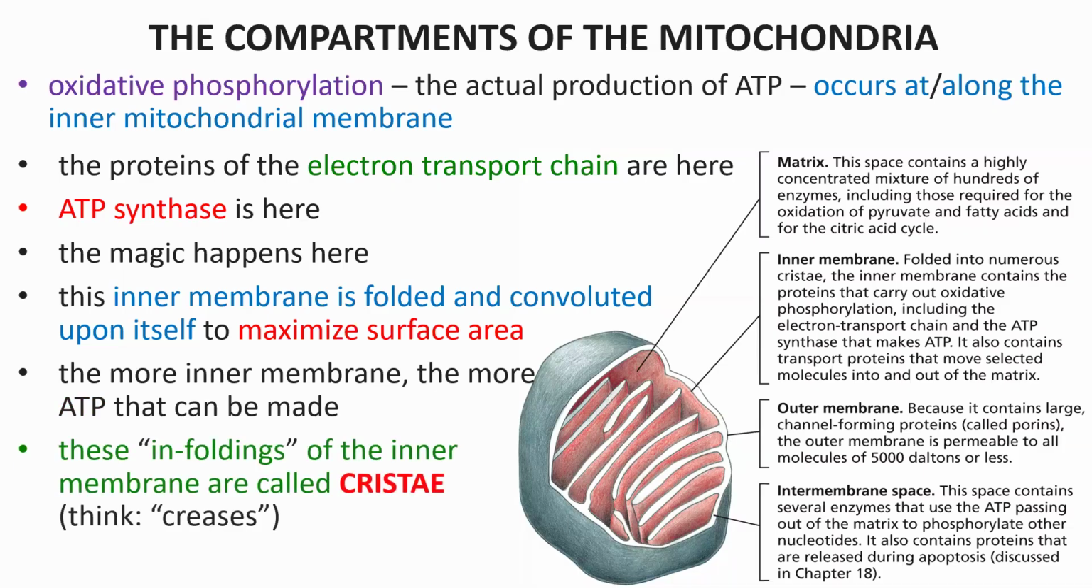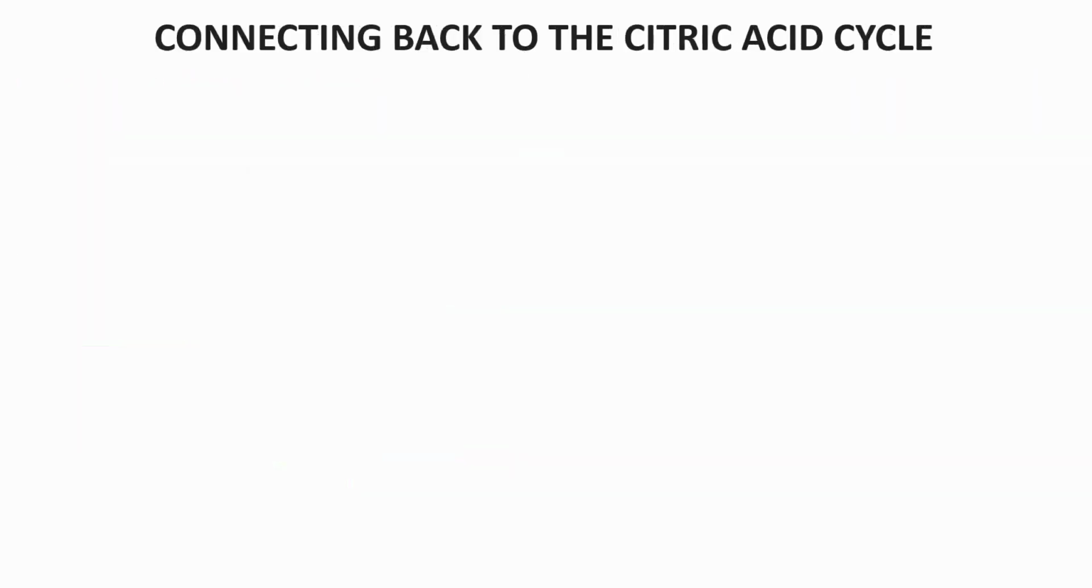These convoluted structures, due to the infoldings of the inner membrane, are referred to as cristae. And I like to think of them instead as that word kind of means creases, right? Like creases are folds in your clothing. Cristae are the folds of the inner membrane of the mitochondria.